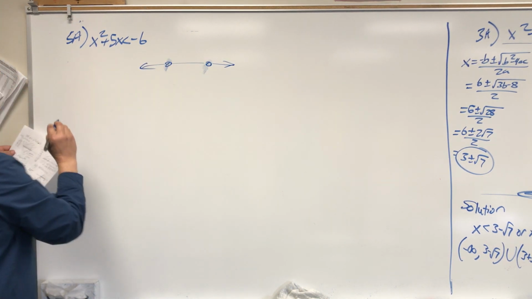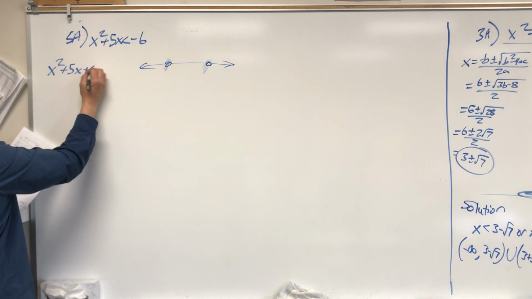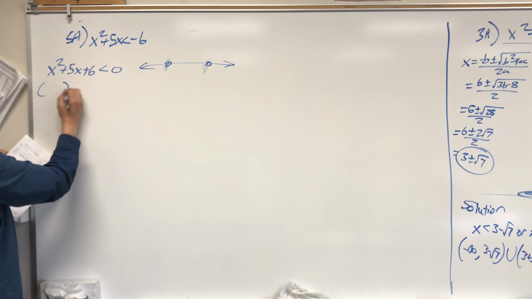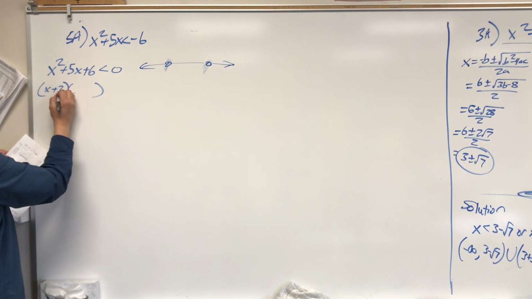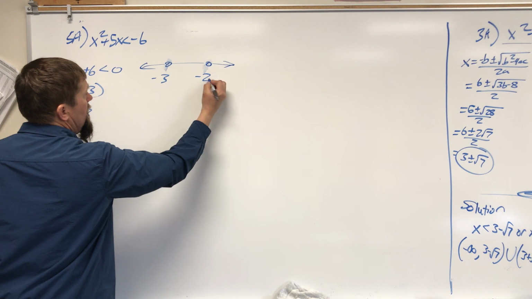So what I'm going to use is factoring. x squared plus 5x plus 6 is less than 0. Okay, so I'm going to use factoring here. (x plus 2)(x plus 3). So x is negative 2 and negative 3. So here's negative 3 and negative 2.